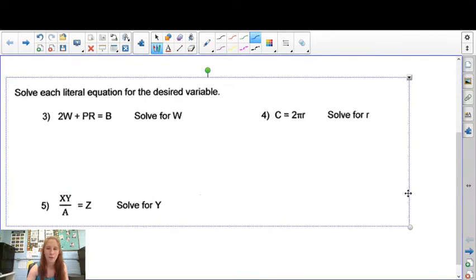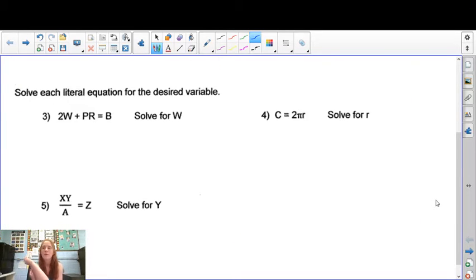Next, we're going to go ahead and solve for our literal equation for whatever variable. This is where we want our little highlighter. And we're going to highlight the letter we're looking for. And in this first one, we're going to look for W. So right now, my P and my R are being added to my 2 and my W. Well, I want to get rid of them.